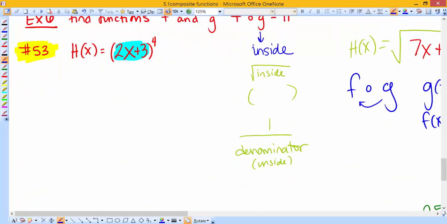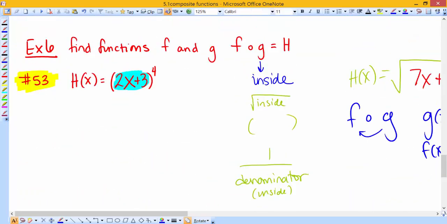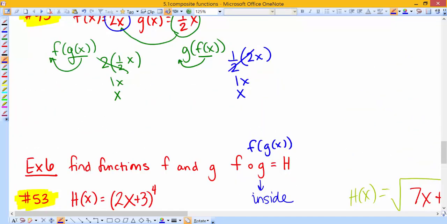And lastly, this is probably the most complex problem, but it is one that you do need to be able to do. So find functions f and g so that f of g equals h. Well, this is the same as f of g of x. So if I look back here, f of g of x means g of x goes inside f of x, where you see x.